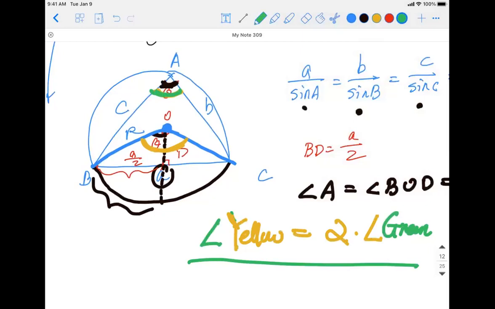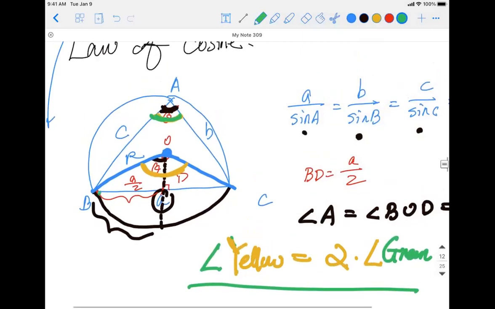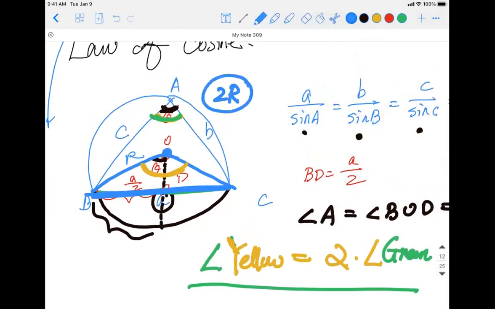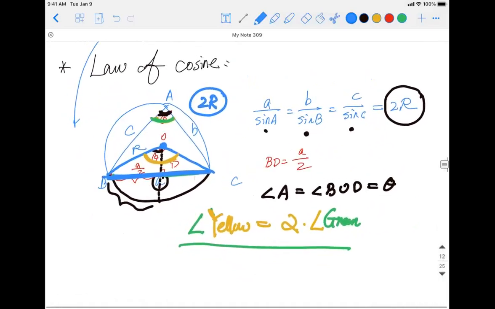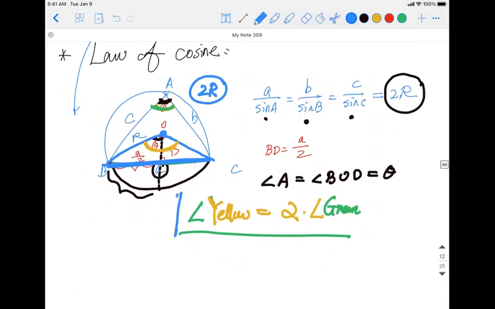A student asked me, is A the diameter? No, A is not a diameter. A is one side of your triangle. The diameter of the circle is 2R. BC is just one side of your triangle. Okay, so far so good. First things first, you will understand the yellow angle is twice the green angle. Is it understandable?